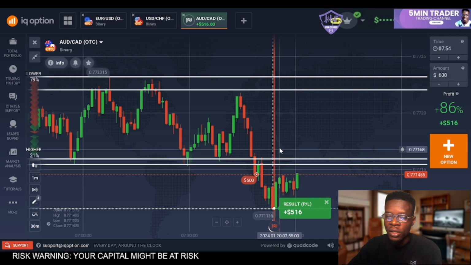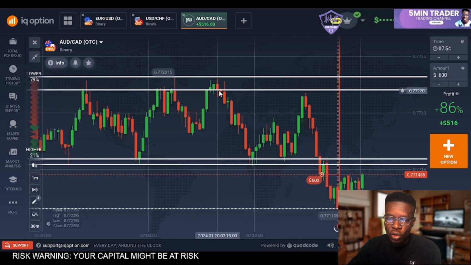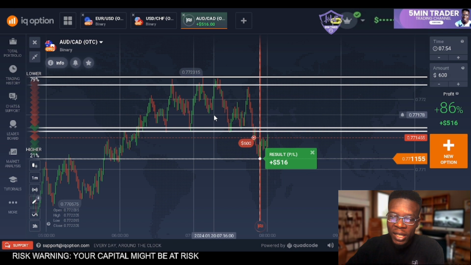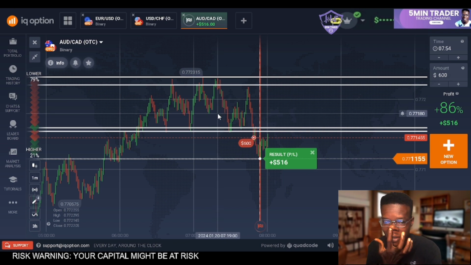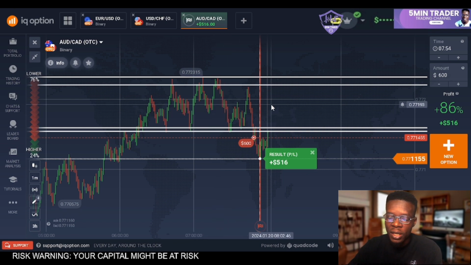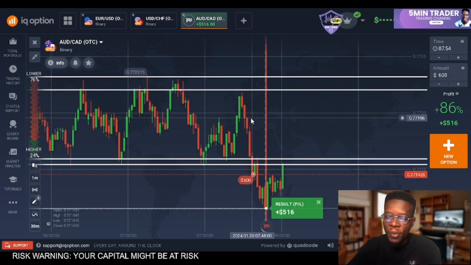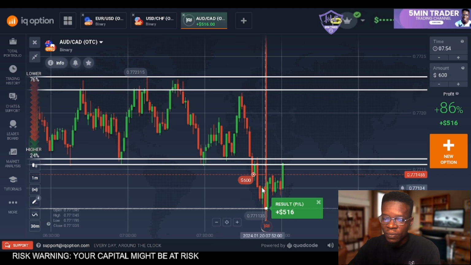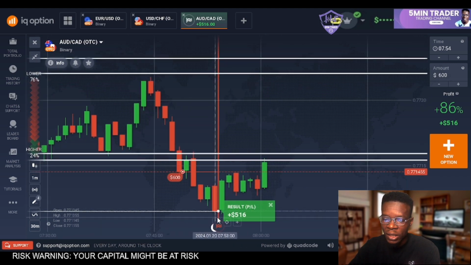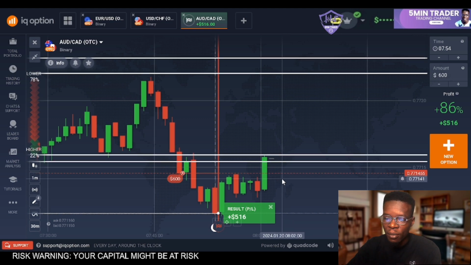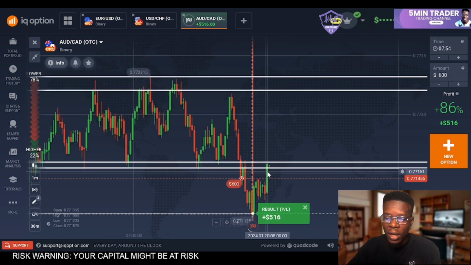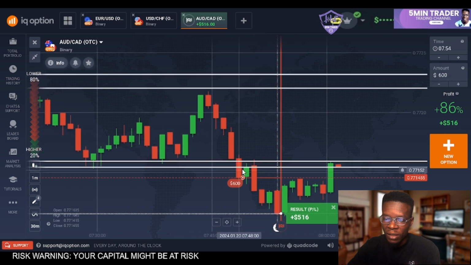Each time you find them, try to identify them, then draw your horizontal levels very correctly and wait for the breakout. And each time you have a breakout, that is where to place your trade. Most times, some people tend to wait for a retest of this level. Like when they have a breakout, they want to wait for the price to come down and retest the previous level again, creating some weakness here before they place their trade. It also works like that, but most times it doesn't really work like that. So that's why I want to place my trade immediately when I have that breakout.